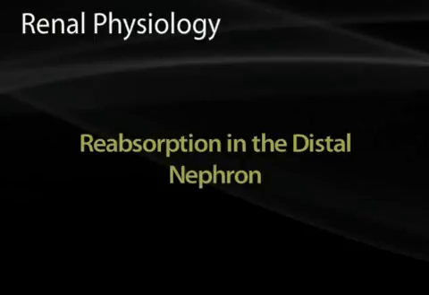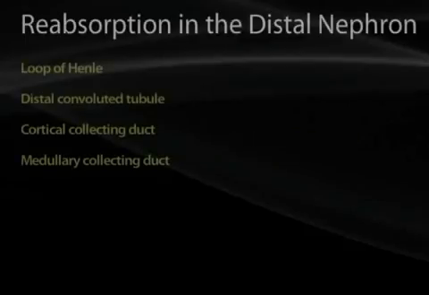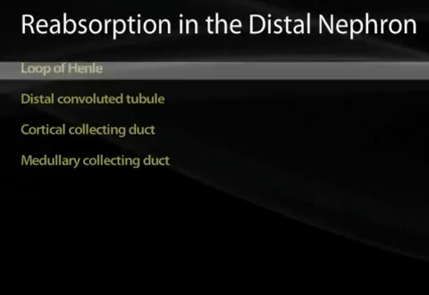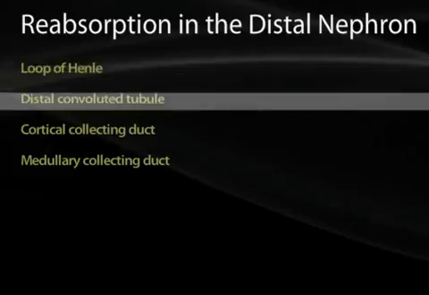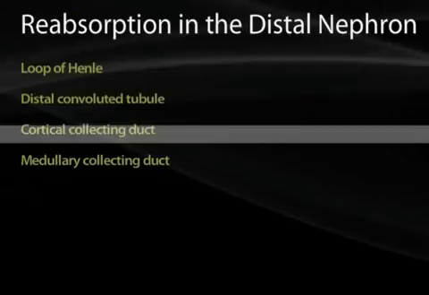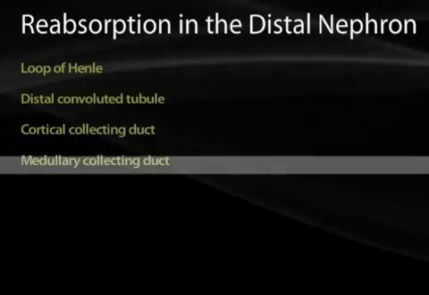Welcome to Section 8 of the Renal Physiology Review. In Section 8, we will walk through reabsorption in the distal nephron, including the loop of Henle, the distal convoluted tubule, the cortical collecting duct, and the medullary collecting duct.